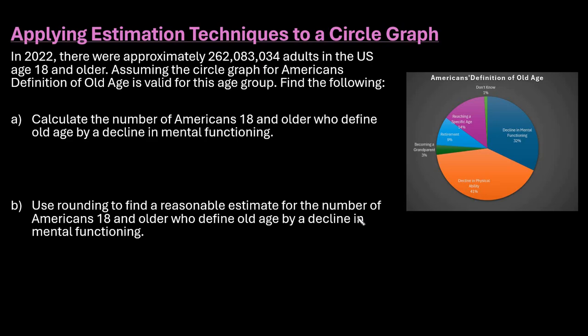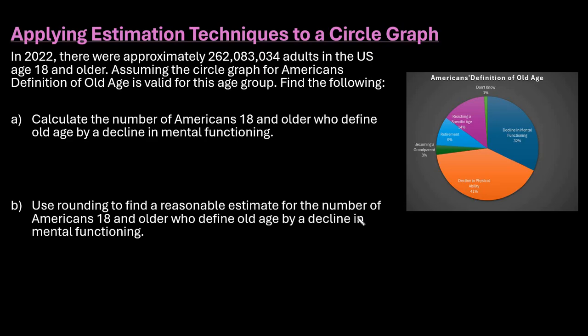In this particular question we're dealing with a really large number. In 2022, there were approximately 262,083,034 adults in the US, ages 18 and older. We're going to assume that this circle graph for Americans' definition of old age is valid for this age group. We are going to find the number of Americans 18 and older who defined old age by a decline in mental functioning. And then I'll also show you how to use rounding to find a reasonable estimation.